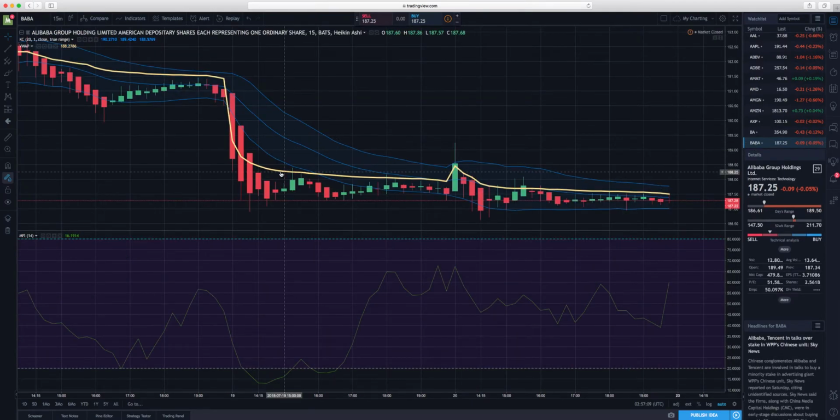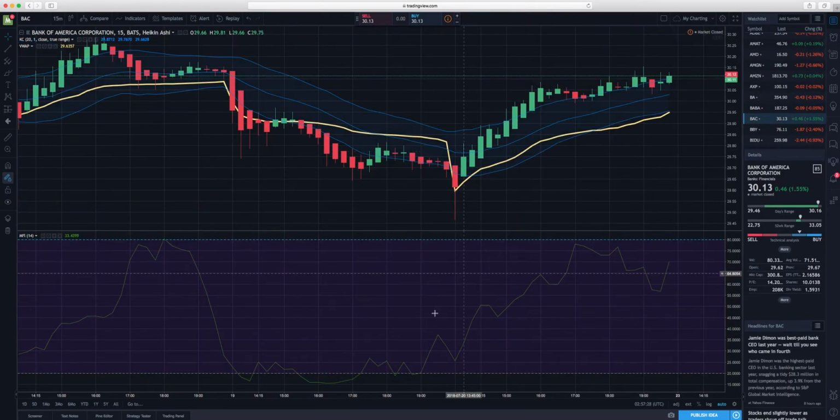BABA, it's typically not a good stock to trade right now with the whole tariff situation. We would have taken a candle right here, about 187.60. We could have sold right here, 188.50 next day, or just about anywhere over here for about a buck gain.